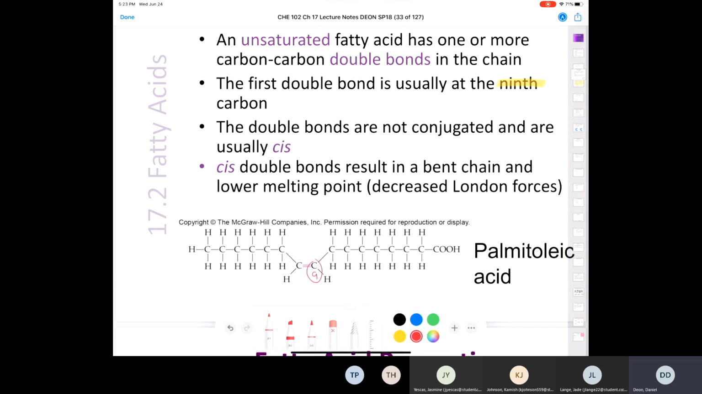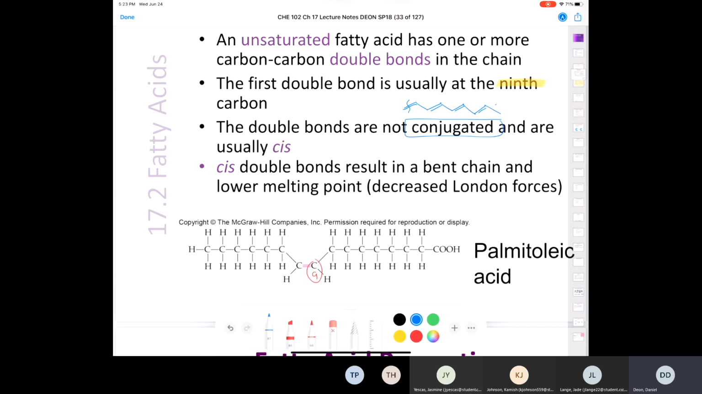The double bonds are not conjugated. Now, I don't remember if you guys are aware of what conjugated is. I think I told you. Conjugated means when you have a double bond, then a single bond, then a double bond, then a single bond, then a double bond, then a single bond, then a double bond, right?